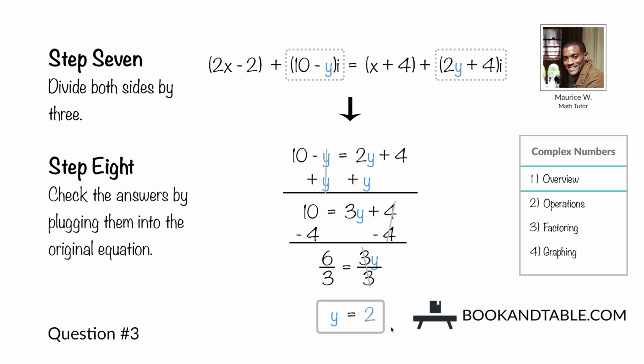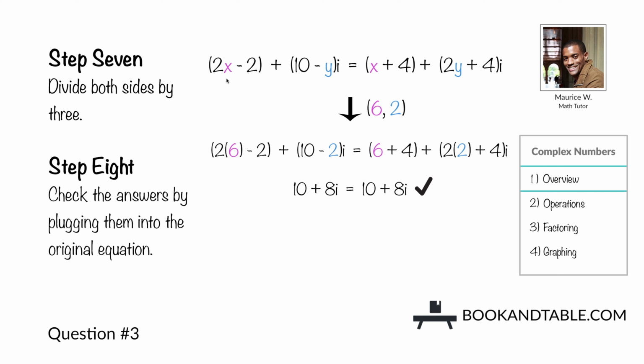And now check the answers by plugging them into the original equation. (2x minus 2) plus (10 minus y)i is equal to (x plus 4) plus (2y plus 4)i. You could check x by plugging it in here and here, giving you 2 times 6, which is 12. 12 minus 2 gives you 10. So the real number on the left side is 10. And on the right side, we have 6 plus 4, which would be equal to 10. So the real number on the right side equals the real number on the left side, which means x does in fact equal 6.